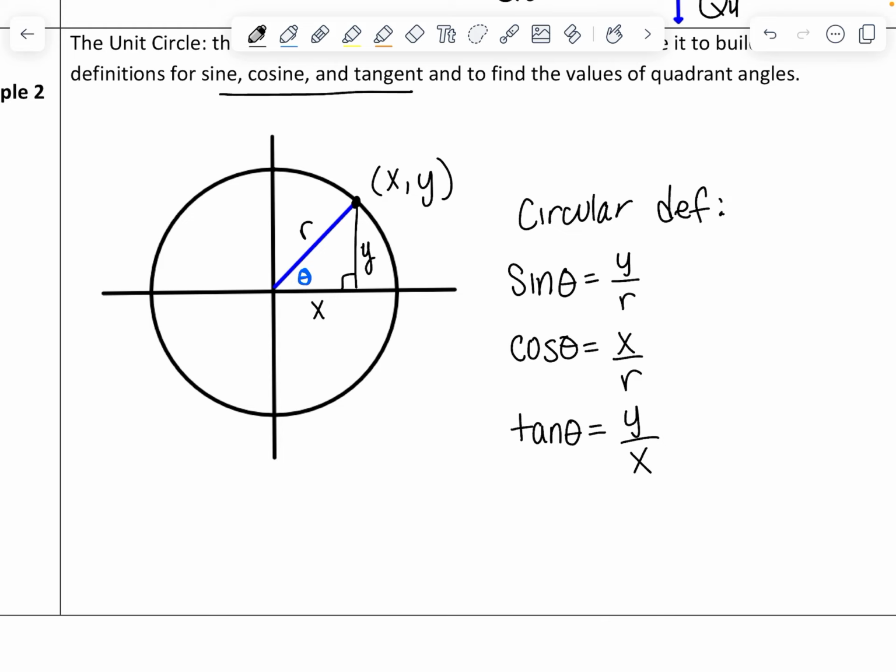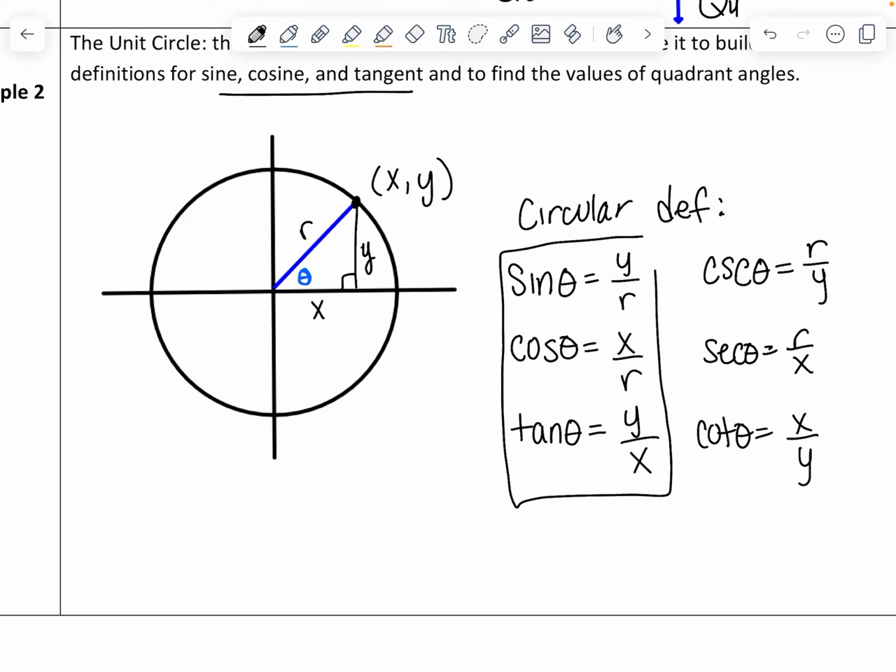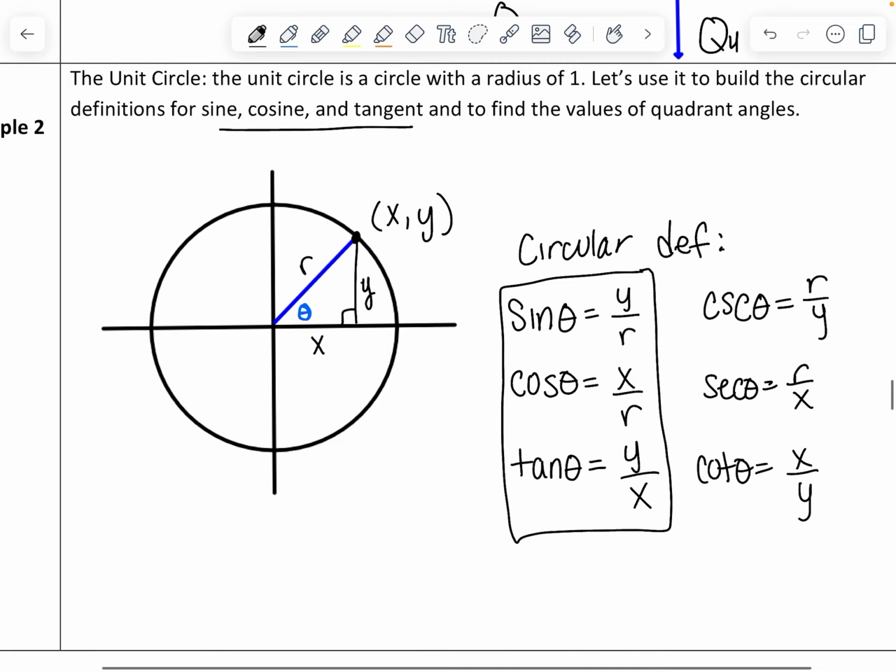So those are our circular definitions, and we would have our reciprocal functions. Then cosecant would be r over y, secant would be r over x, and cotangent would be x over y. We're going to focus on these main three.